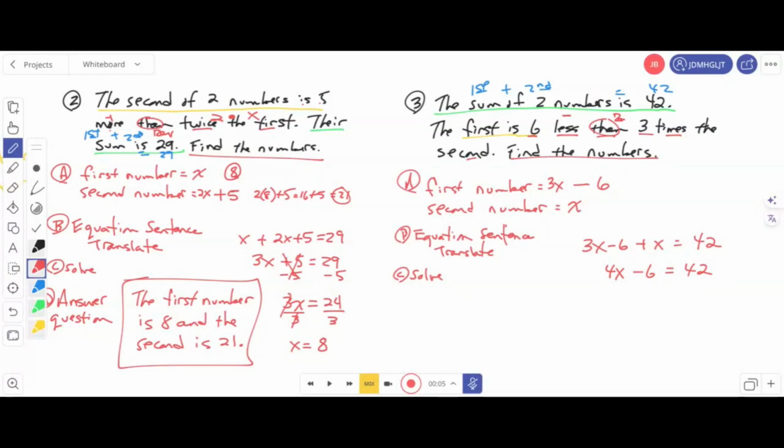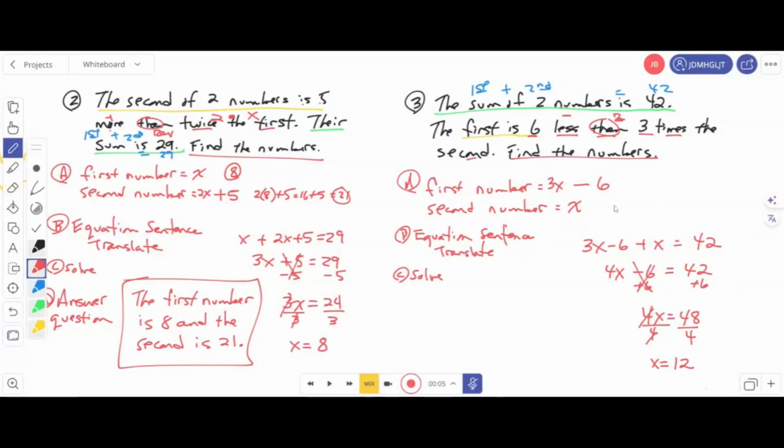Step 5, undo addition or subtraction. So we are subtracting 6, multiplying by 4. So I need to add 6 and add 6. The 6's add out, we're left with 4x. 42 plus 6 is 48. Undo multiplication or division. I'm multiplying by 4, undo by dividing by 4. The 4's divide out, we're left with x. 48 divided by 4 is 12.